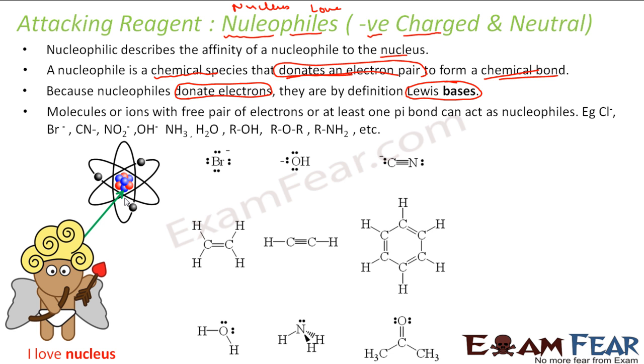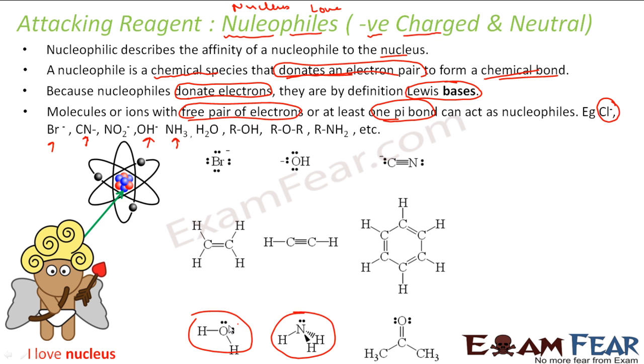Correct. So the molecules or ions should have a free electron pair, or one pi bond, to act as a nucleophile. Example, Cl minus has electron pairs. Br minus also has an electron pair. CN minus also has an electron pair, extra electrons. And OH minus also has an extra electron, a negative charge. NH3 has a lone pair of electrons to donate. Water also has extra electrons to donate. So water and ammonia are neutral, but still they are nucleophiles because they have a free pair of electrons.